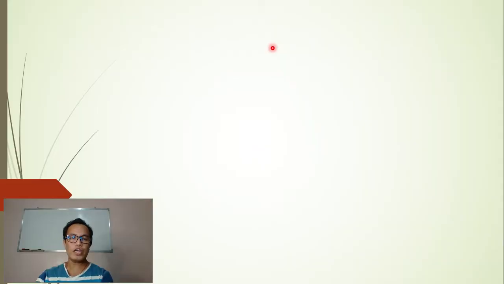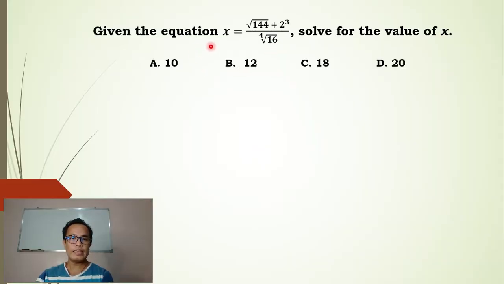Now let us try to solve this problem. Given the equation, x equals the square root of 144 plus 2 cubed all over the fourth root of 16. We need to solve for the value of x. Letter A, 10, B, 12, C, 18, D, 20.